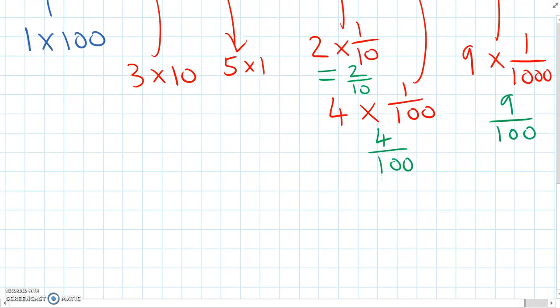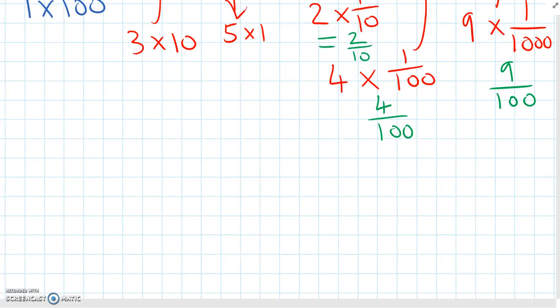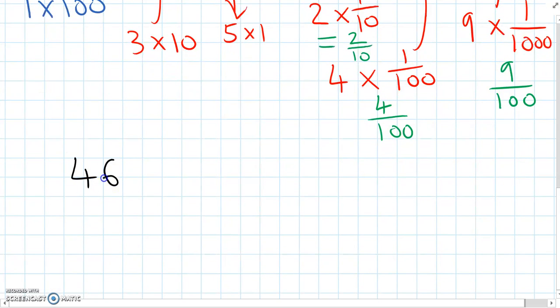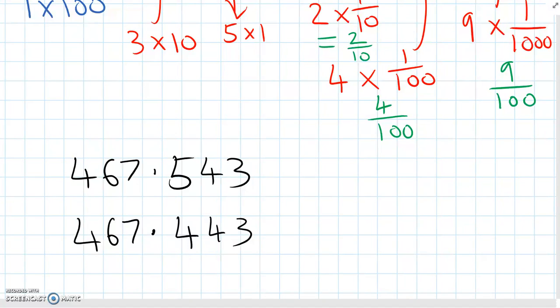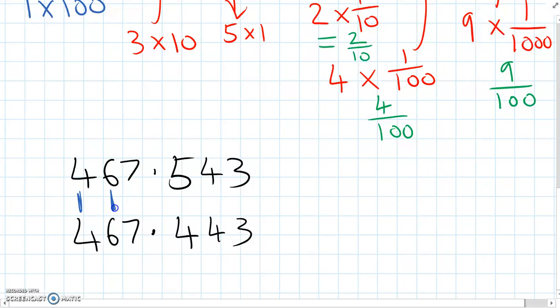Once we understand how place values work with decimals, we can start to compare how big different numbers are. So if we have 467.543 and 467.443, we need to be thinking which place values are smaller. The hundreds are the same, tens are the same, units are the same, but the tenths, we have one more tenth here. And that means this number is larger.